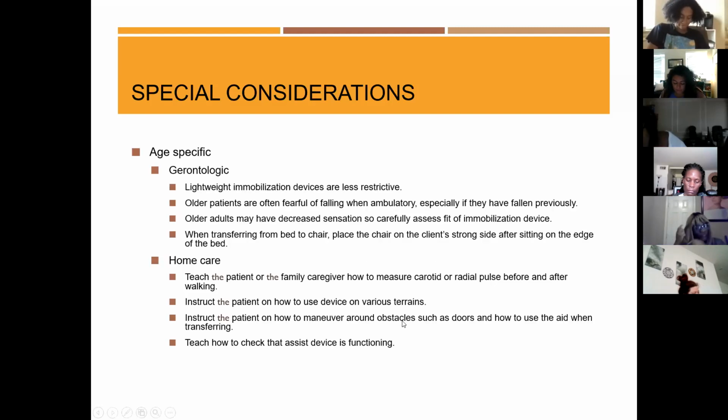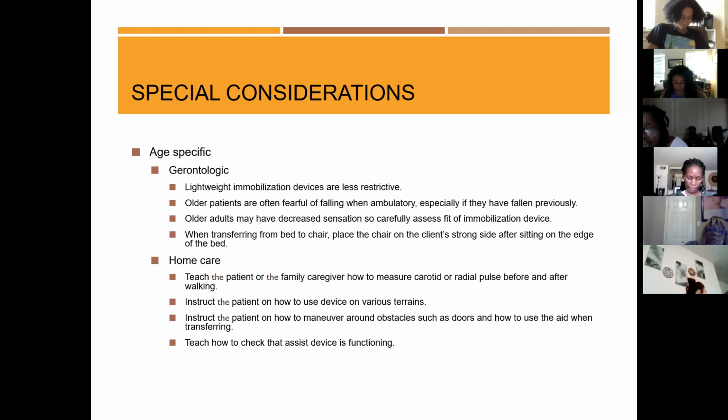Right? For old folks, make sure we're using lightweight devices if we can. You know, grandma's 90 years old. It might not be appropriate for me to give her one of those old heavy-duty wooden canes. Probably not the best idea, right? Because I don't want her to have a problem holding it up, lifting it up, moving it around, right? So make sure they've got something lightweight to move around.